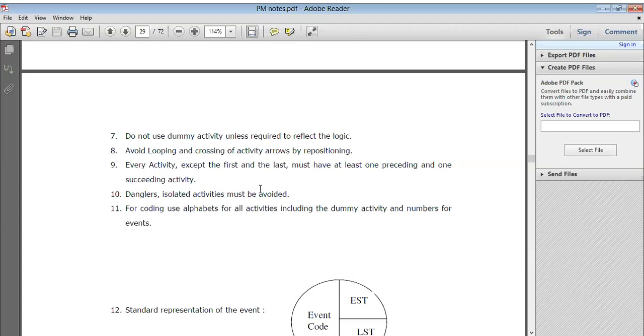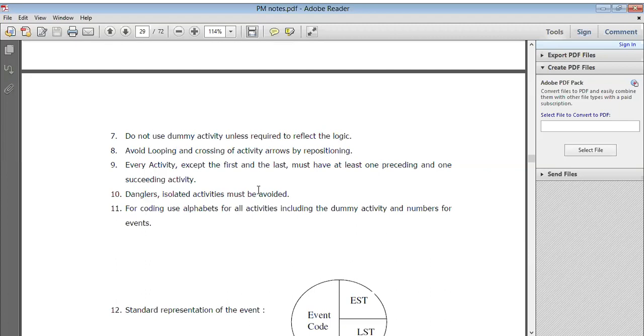Now, avoid looping and crossing of activity arrows by repositioning. This means you need to avoid looping and crossing of activities. Don't hide any activity. Whatever the exact time, whatever the exact arrow, you need to show it. And exact time means, once you have completed this activity, you mention the time and completion of the activity period in your register, master, wherever.